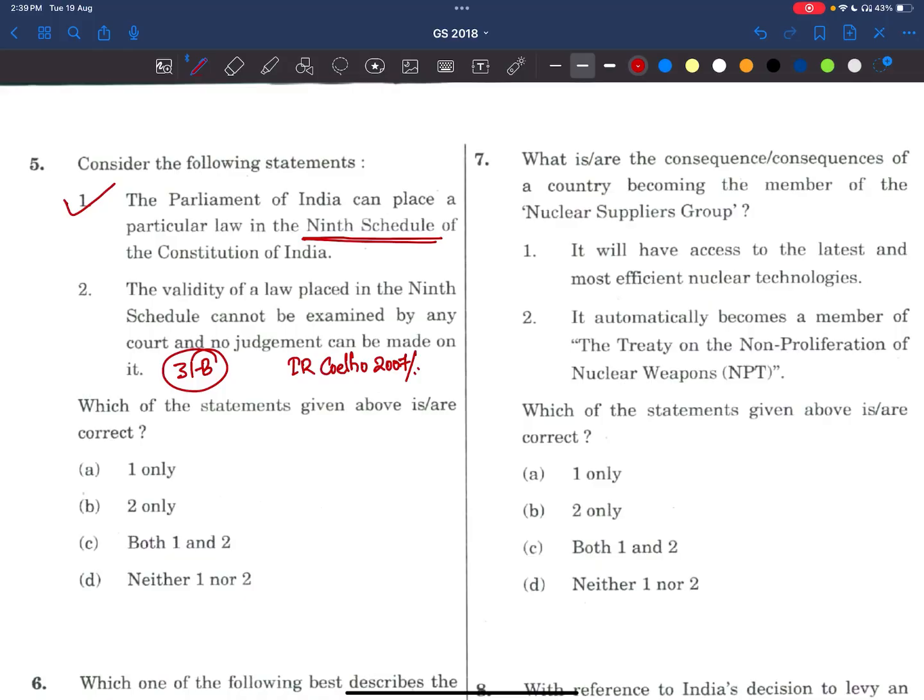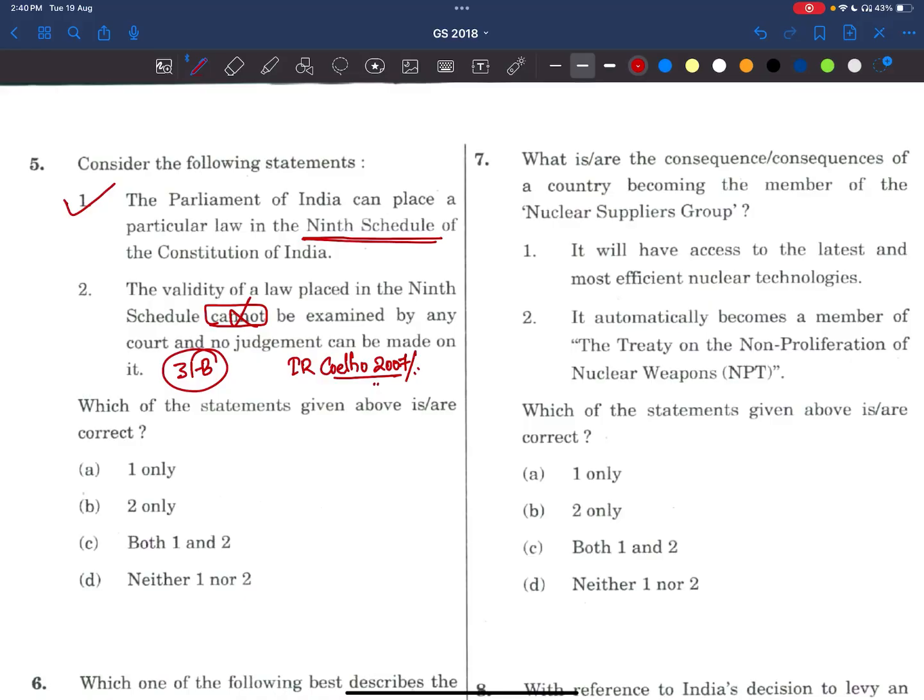Okay, so now this immunity will not be there. So it can be examined, because of the IR Coelho judgment. The laws which were placed before the judgment in the Kesavananda Bharati case will not be reviewed again. But after 24th April 1973, that is after the Kesavananda Bharati case, whichever law is placed in the 9th Schedule can be judicially reviewed.